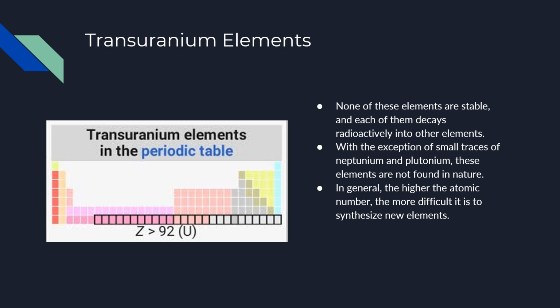Transuranium elements. None of these elements are stable, and each of them decays radioactively into other elements, with the exception of small traces of neptunium and plutonium. These elements are not found in nature. In general, the higher the atomic number, the more difficult it is to synthesize new elements.